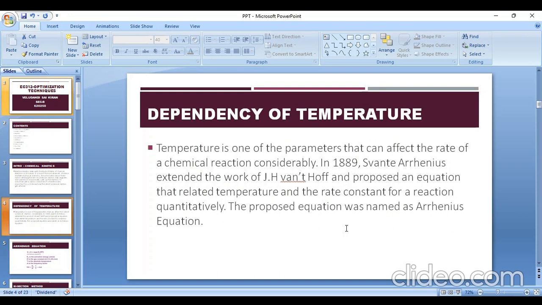Arrhenius is the scientist who had developed the relationship between rate of the reaction and the temperature.